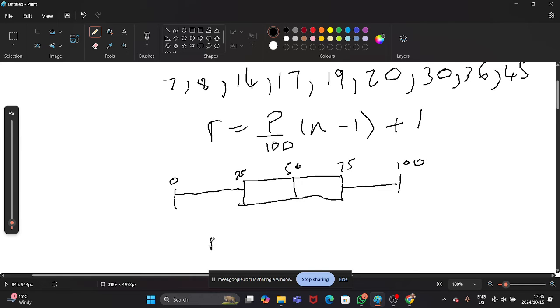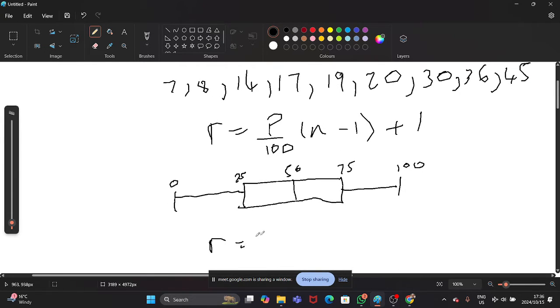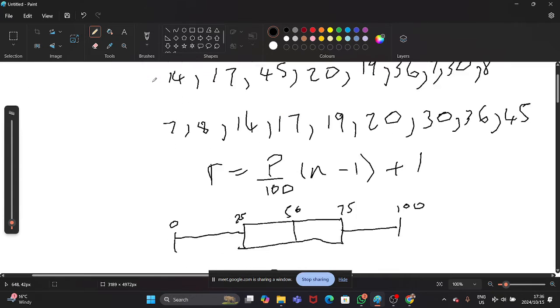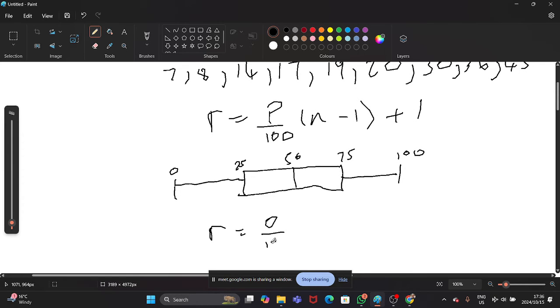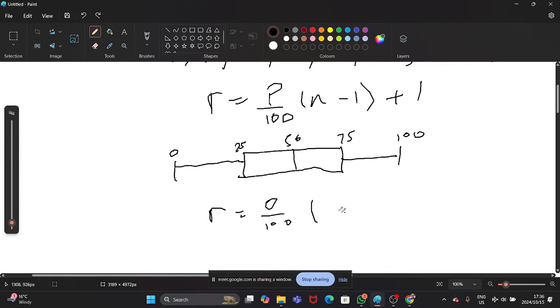So let's look at what position is going to be my 0th percentile. At the top we can put 0, because we said it's going to be 0%. 0 over 100 times n minus 1. And n is the number of values that there are, so we can count 1, 2, 3, 4, 5, 6, 7, 8, 9. So there are 9 values. 9 minus 1 plus 1. And we get an answer.